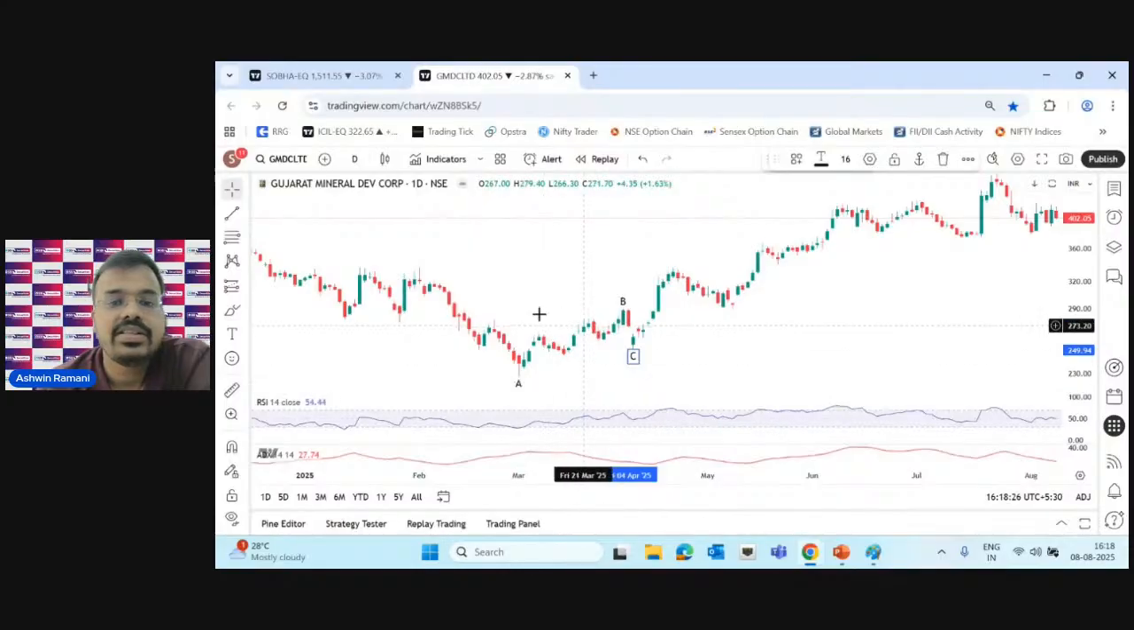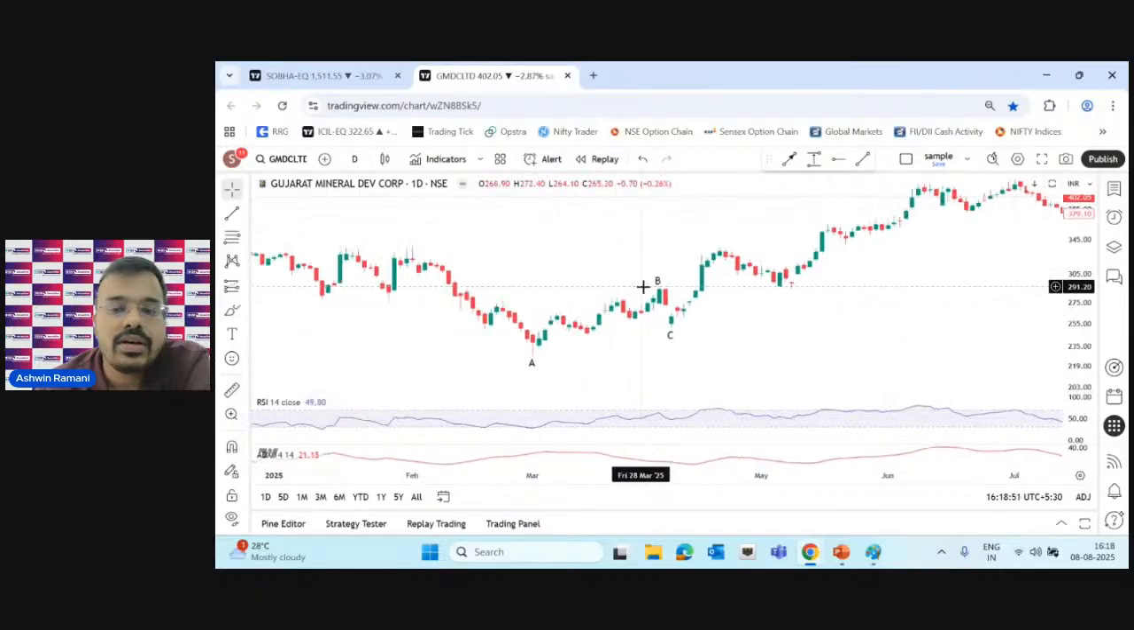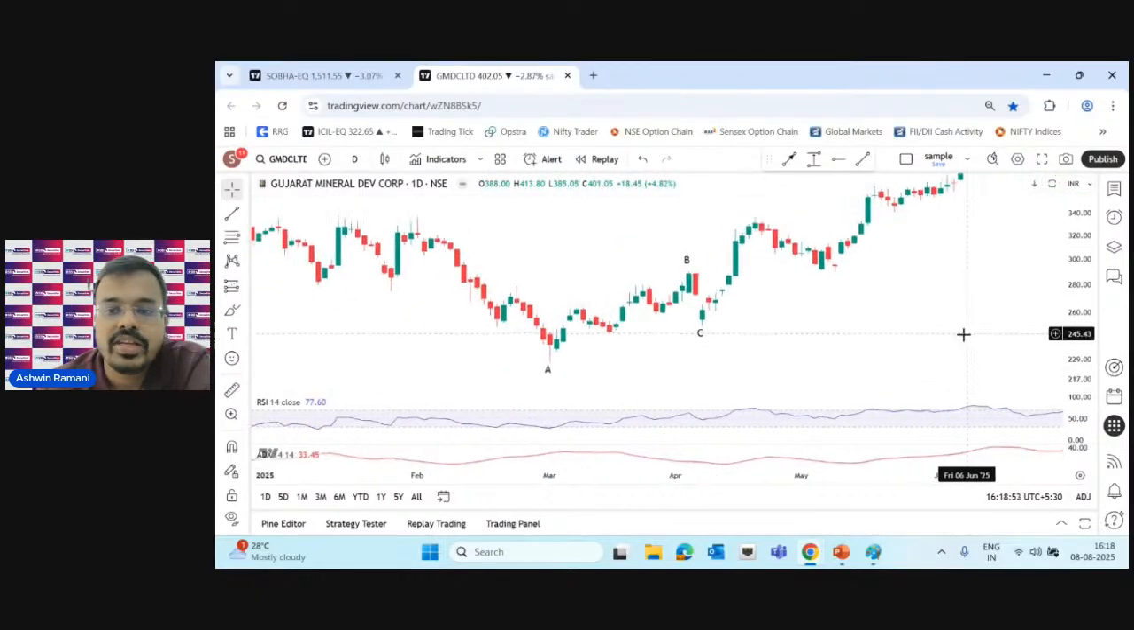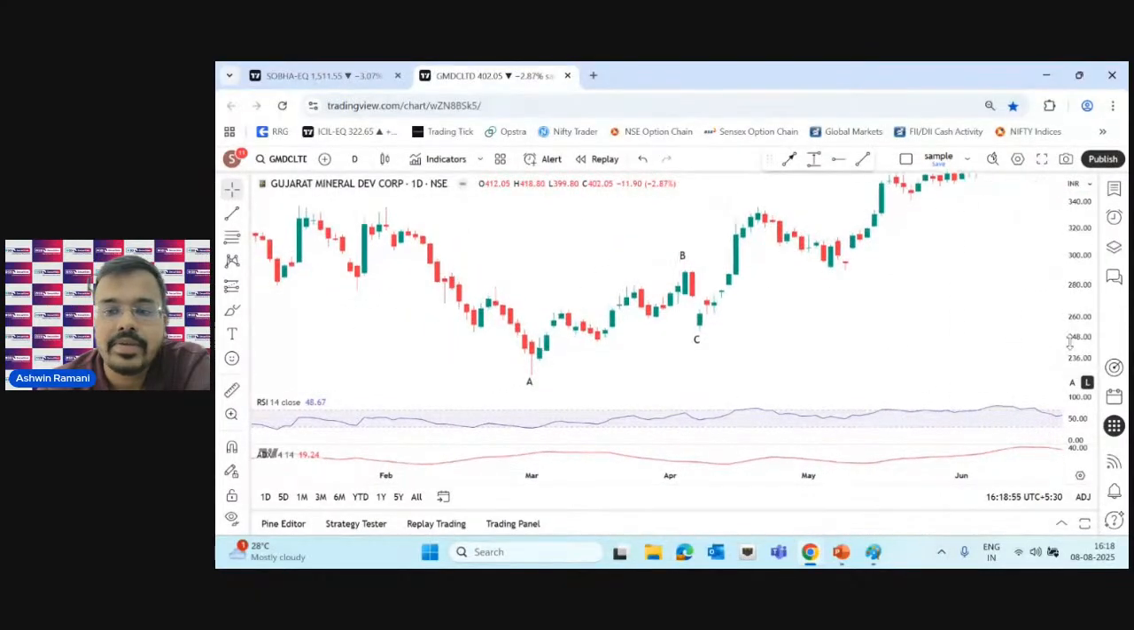So this is GMDC chart. Now let's say I want to know how much has this BC retraced of this AB leg here. And I want to draw Fibonacci retracement connecting this point A low to this point B high. So how do I draw a Fibonacci retracement? ट्रेडिंग व्यू में अगर मुझे एक Fibonacci retracement ड्रॉ करना है तो मैं कैसे करूंगा? So let me just zoom in even further for you so that it will be much clearer.